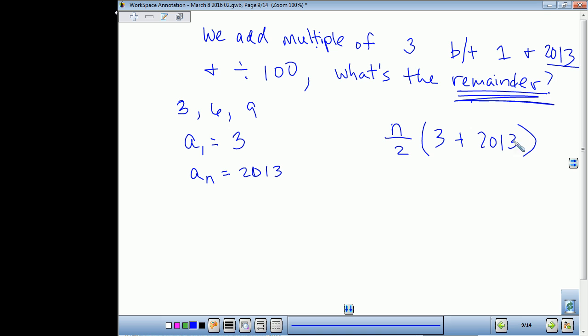Well, how can I figure out which term 2013 is? What is its position in line in that sequence? Well, can't we just divide it by 3 and figure out where it would lie? Okay, so what was it? 671. Okay, so this is what we do. 671.